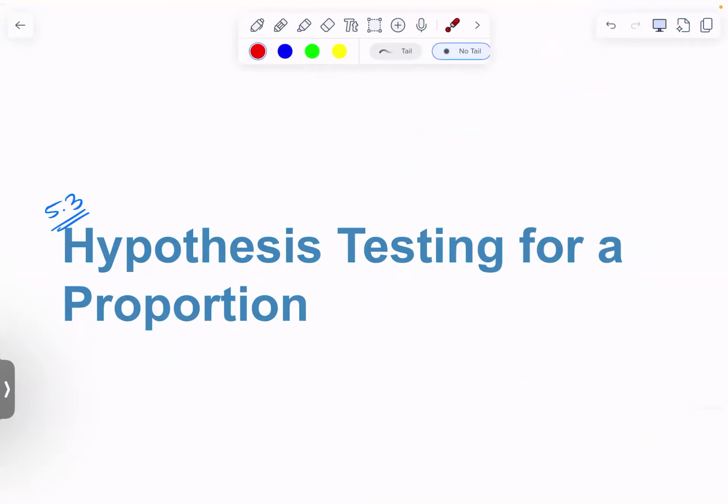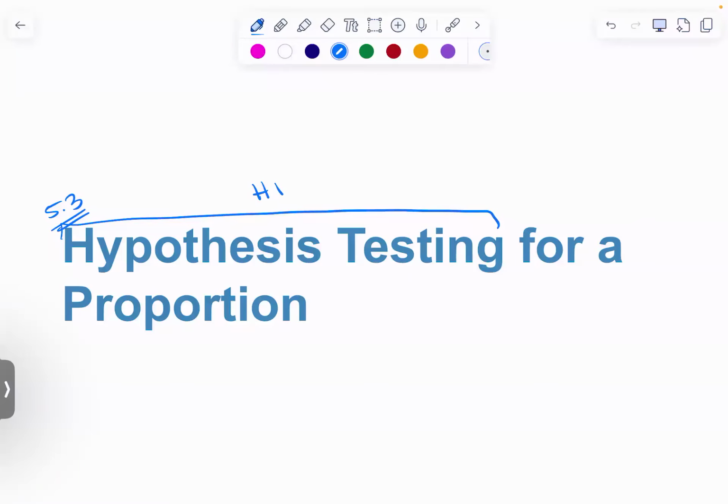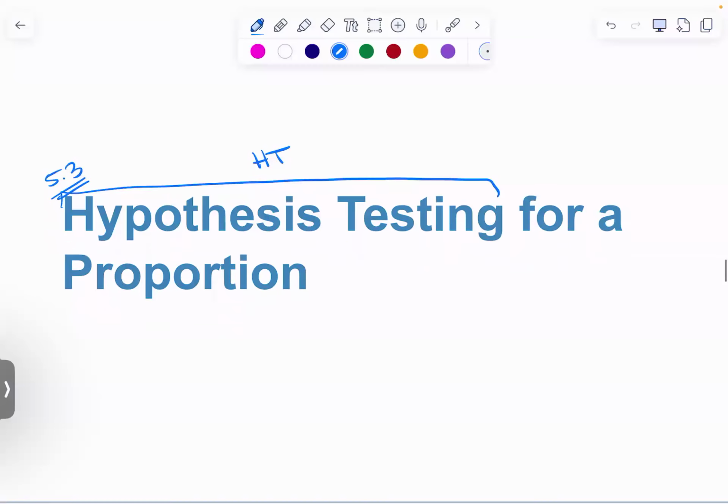Hypothesis testing. Well, let's start here. I abbreviate it HT because again, it's really annoying to write. And hypothesis testing for one sample proportion.